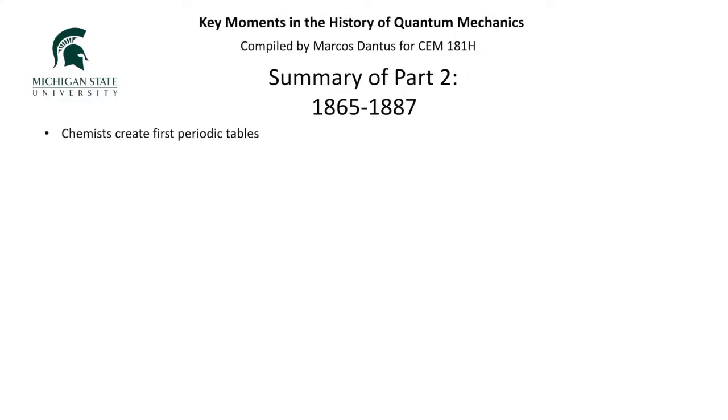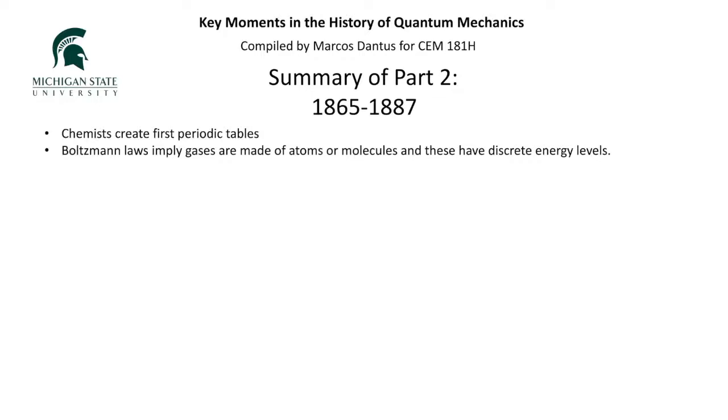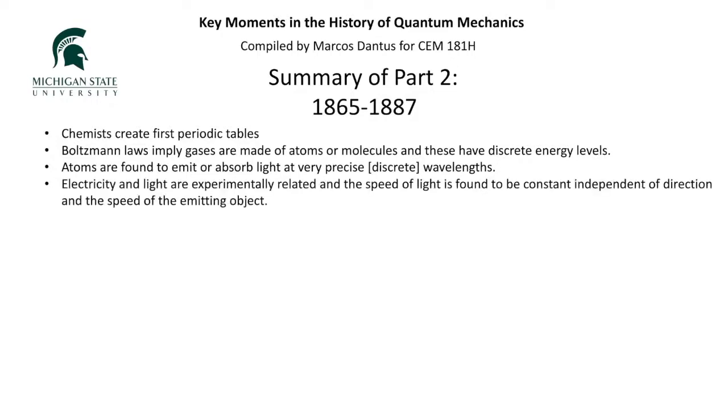Okay? Summary of part 2. We saw that chemists created the first periodic tables, that Boltzmann's laws imply gases are made of discrete atoms or molecules, and that these have discrete energy levels. That atoms are found to emit or absorb light at very precise wavelengths. That electricity and light are theoretically and experimentally related, and that the speed of light is found to be constant, independent of the direction and the speed of the emitting object.